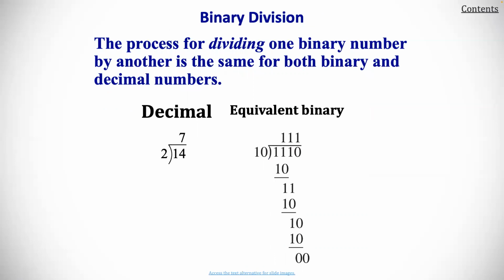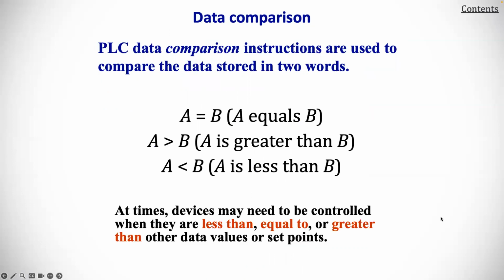The process for dividing one binary number by another is the same for both binary and decimal numbers. Basically, you'd have long division for binary, just like you had long division for decimal. I'm not going to go into details, but I'm just giving you an idea of how that would work.